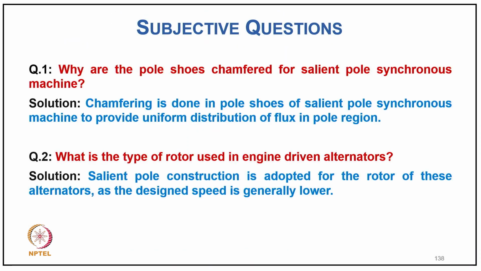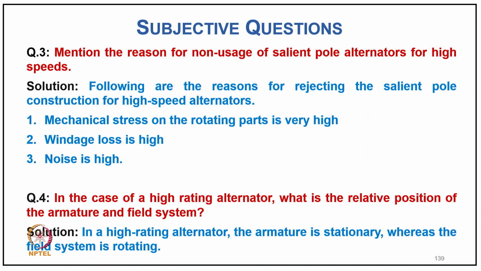Now coming to subjective questions. Why are the poles chamfered for salient pole machine? Tapering is done in the pole shoe for salient pole synchronous machine to provide the uniform distribution of flux in the pole region. What type of rotor is used in engine driven alternator? Salient pole construction is adopted for the rotor of these alternators as the design speed is generally lower.